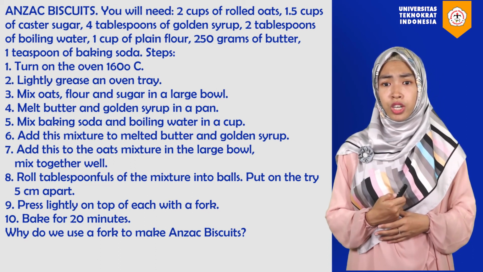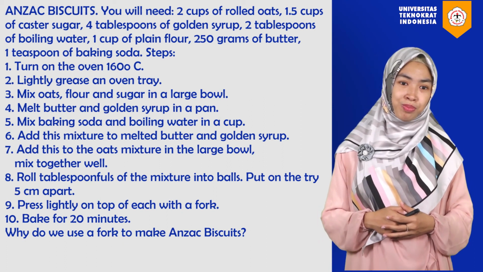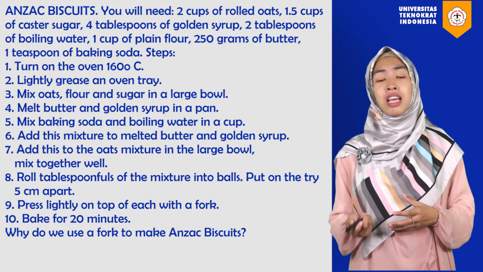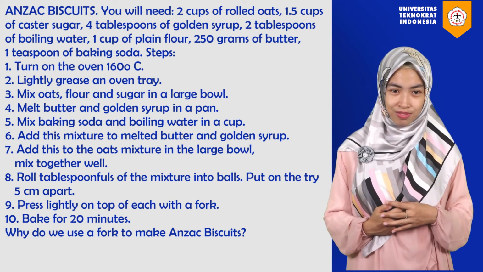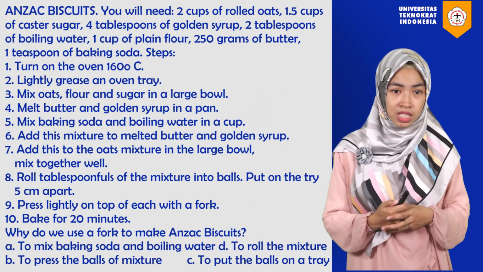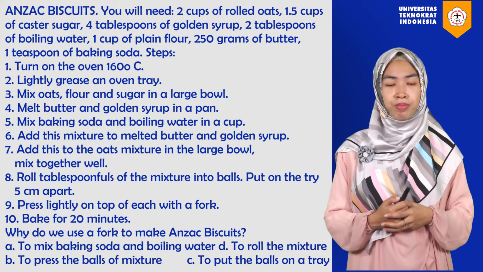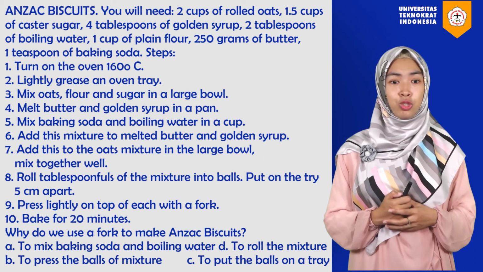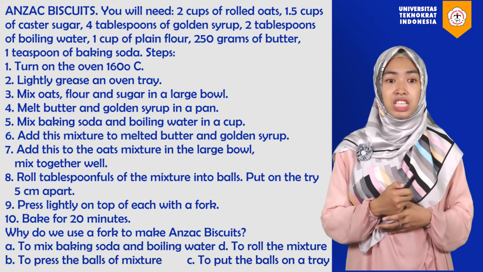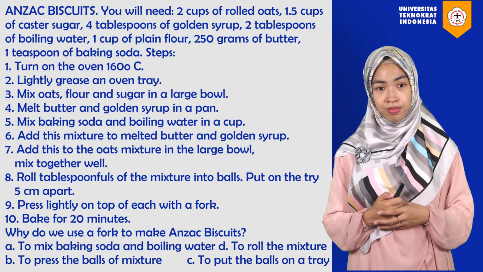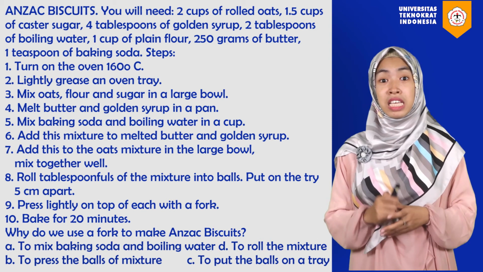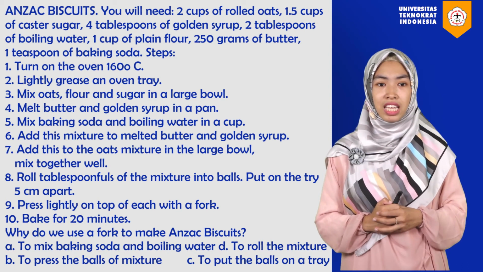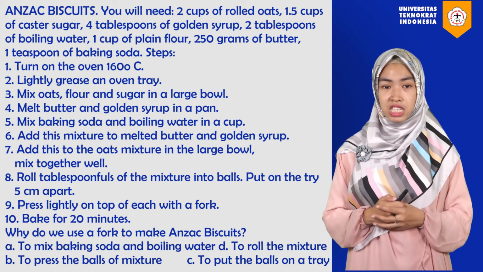After that, we have a question. Why do we use a fork to make Anzac biscuit? Well, what do you think? It is included as a cause and effect question. A, to mix baking soda and boiling water. B, to press the balls of mixture. C, to pour the balls on a tray. Or D, to roll the mixture. So what is your answer? If your answer is B, that's correct. So the use of the fork is to press the balls of mixture.